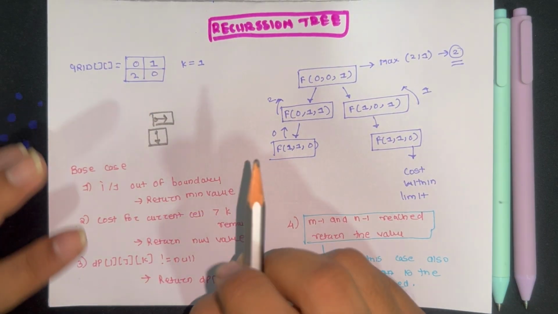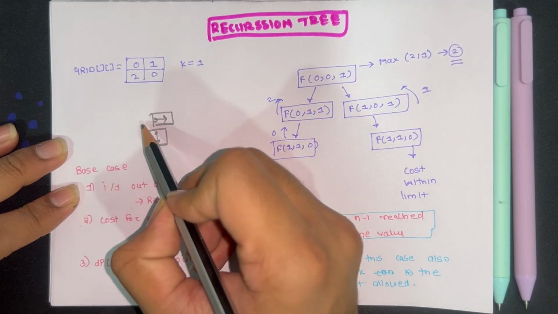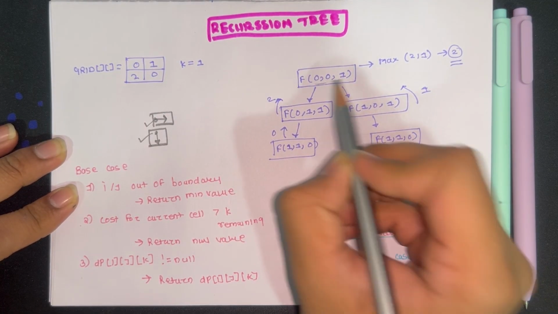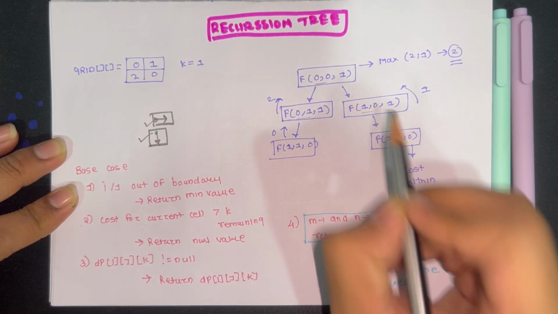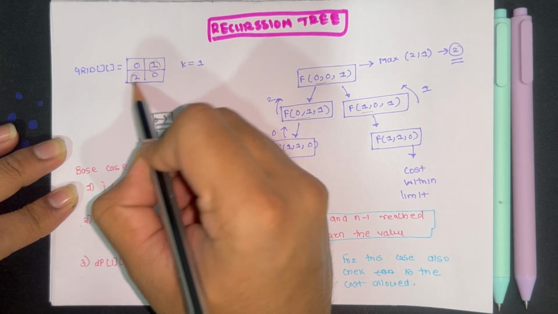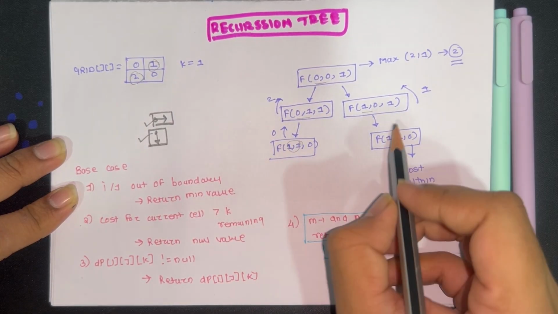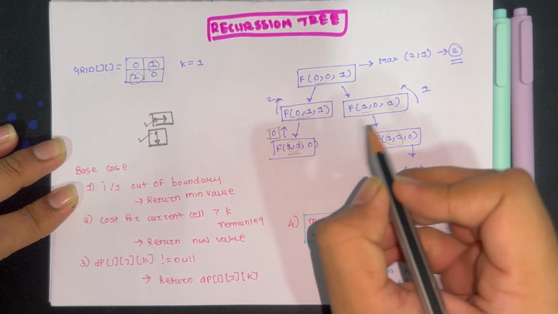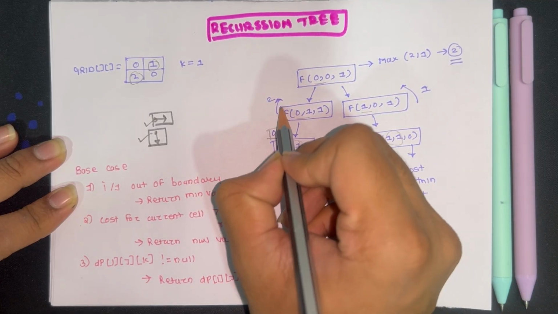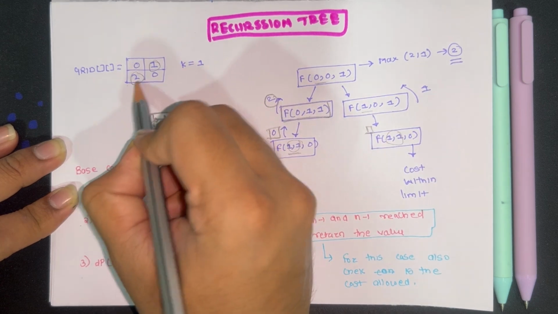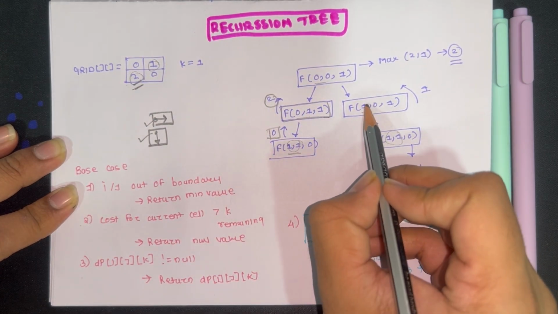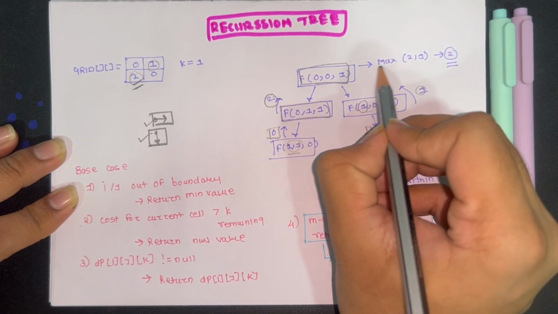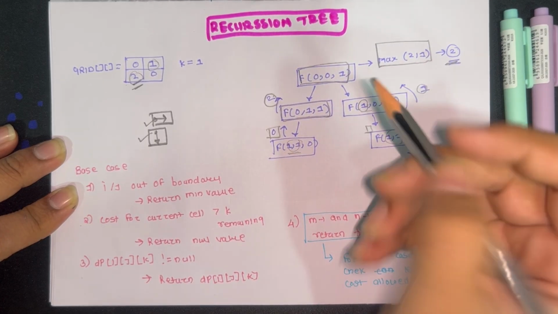Okay, let's go through the recursion tree. The allowed directions are right and down. We are starting at 0 comma 0. From 0 comma 0 we can go to 0 comma 1 and 1 comma 0. From each of these cells we can go to 1 comma 1. When we reach 1 comma 1, we just return the score, which is 0. This cell will contribute 2 as the score, and this one will contribute 1. So at the end we'll take the maximum of 1 and 2 and return the value.